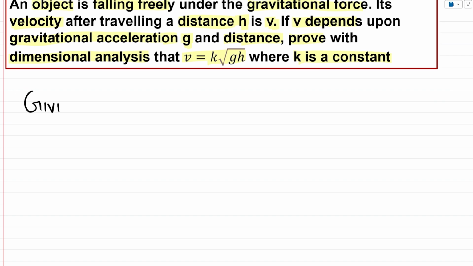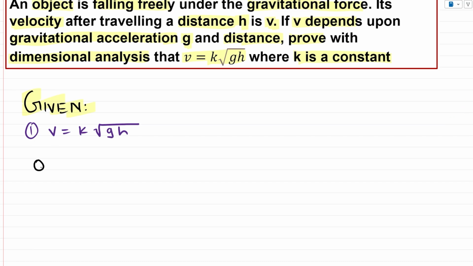First, we'll write the given expression on which we have to perform our dimensional analysis. So under the given section, we write our equation where we have v is equal to k into root of g into h. Now, before we perform the dimensional analysis on this particular expression, we need to know the dimensions of some quantities participating in this expression. So we need to know the dimensions of velocity, we need to know the dimensions of g, that is acceleration due to gravity, and we need to know the dimension of distance h traveled by the object. So first, we'll calculate the dimensions of all these quantities.